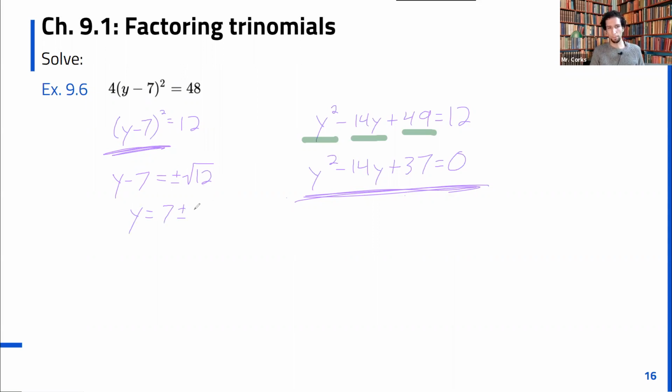Can we simplify that? Root 12 is 2 root 3, since 12 is 4 times 3. Okay, so we have two versions: y is equal to 7 plus 2 root 3, or y is equal to 7 minus 2 root 3. Okay, so just because you see an opportunity to expand doesn't mean you should.